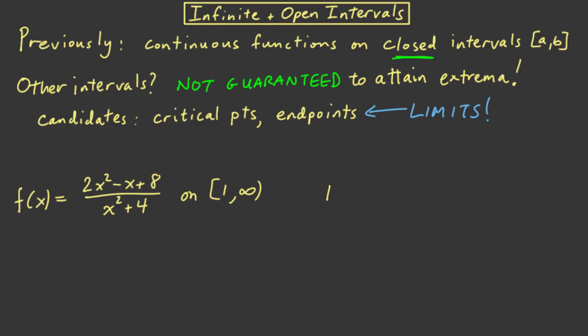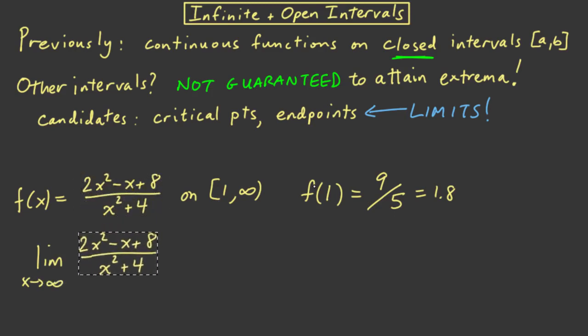1 is in the domain, so we can just plug that one in. f(1) is 2 minus 1 plus 8, which is 9 on top, divided by 5 on the bottom, so 1.8. And then for the other endpoint, we can't plug in infinity, so we're going to take a limit as x approaches infinity. And let me just copy this down here.